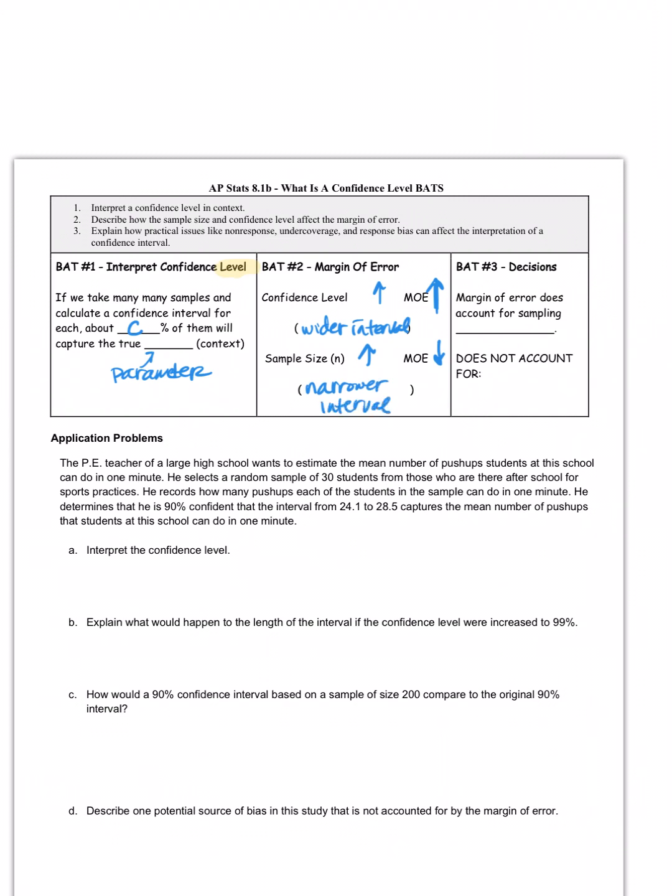Now, the third thing you need to take away from this is realizing that the margin of error does account for sampling variability. We know that all the samples are going to be a little different. We know that, but it does not account for bias. It does not account for any kind of bias, like response bias, undercoverage, non-response. None of that is accounted for when it comes to a margin of error.